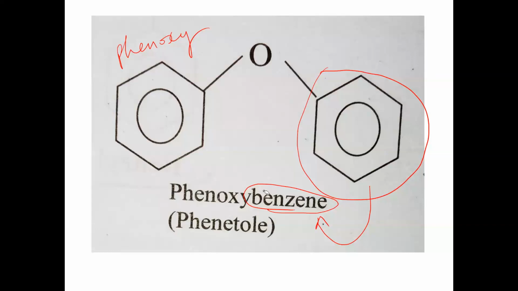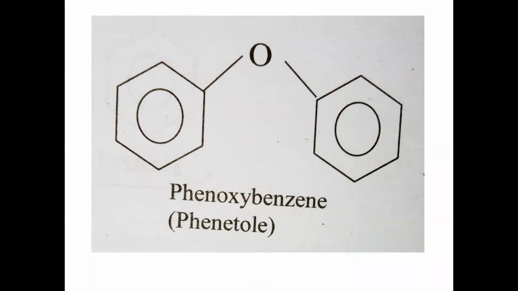The IUPAC name of this compound is phenoxybenzene. It is also called phenetole. So phenetole or phenoxybenzene. If you write all these names, it will be easy. You will feel strange in the beginning when you learn for the first time, but slowly everything will become familiar. When you write repeatedly, it will be recorded in the brain. So that's about phenetole.